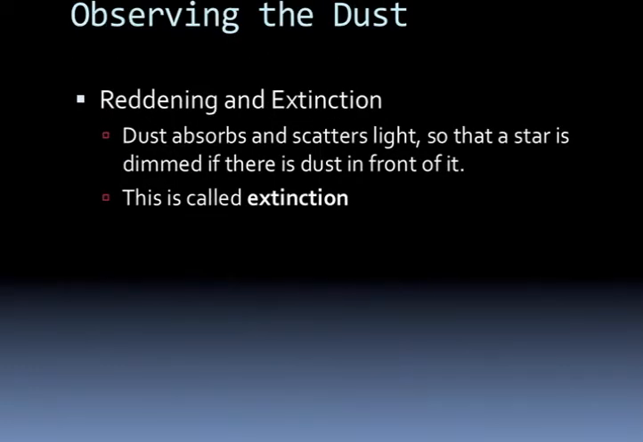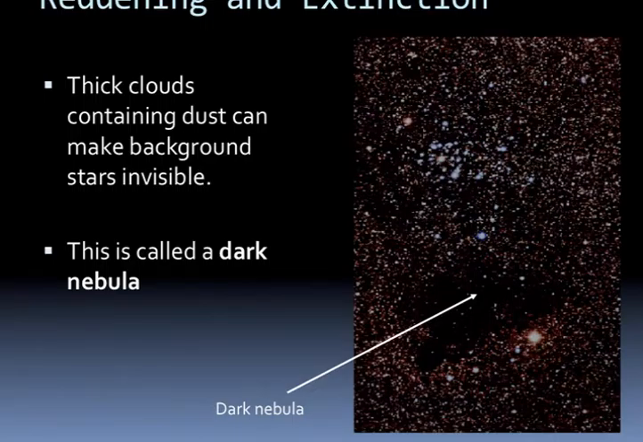So how do we observe the dust? Well, through reddening and extinction. Dust absorbs and scatters light, so that a star is dimmed if there is dust in front of it. And that dimming is called extinction. Thick clouds containing dust can make background stars invisible. We call that a dark nebula.